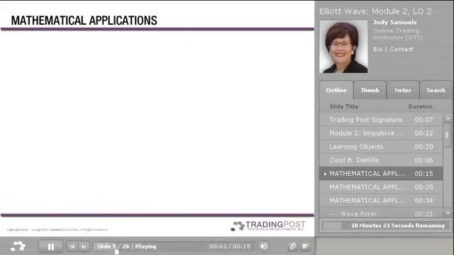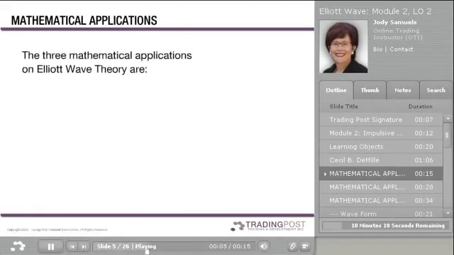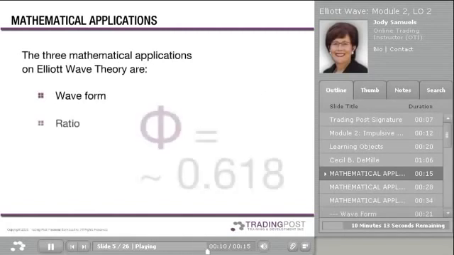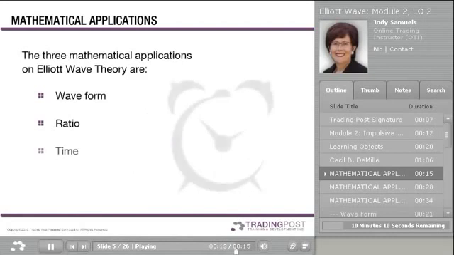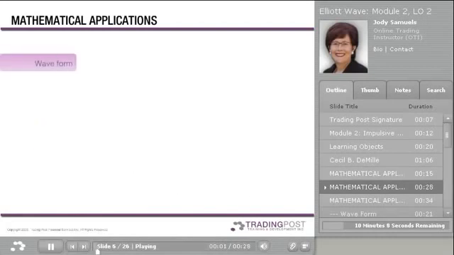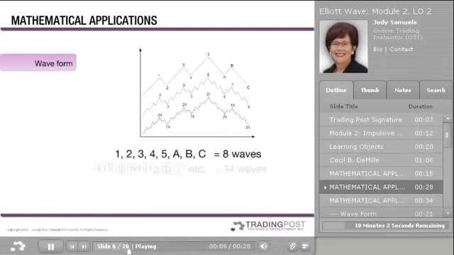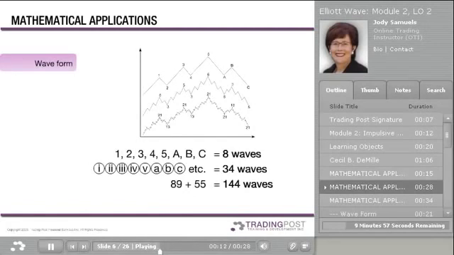To review, the three mathematical applications of Elliott wave theory are waveform, ratio, and time. Fibonacci numbers are found in Elliott's waveform. How do we use Fibonacci numbers in Elliott wave analysis? We have discussed that the basic 5-wave impulse and 3-wave corrective always subdivide into Fibonacci numbers. One complete cycle has 8 waves, and subdividing further, the next cycle has 34 waves, followed by 144 waves.